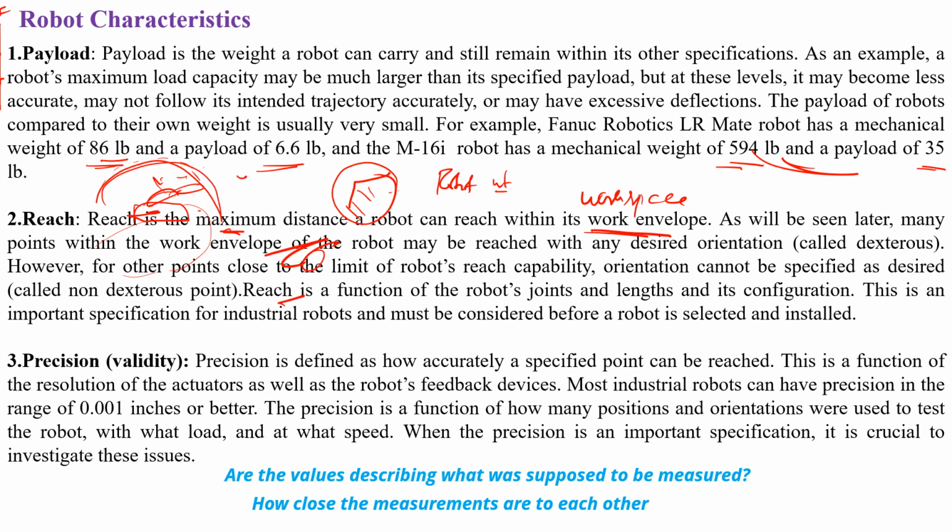So here the robot may reach a point with any desired orientation, not only one. If it is more than one, then that is called dexterous space. Non-dexterous means at least one time, only once it can reach. So while you make a robot or while you buy a robot, you have to see this important characteristic, reach. Next one is precision.